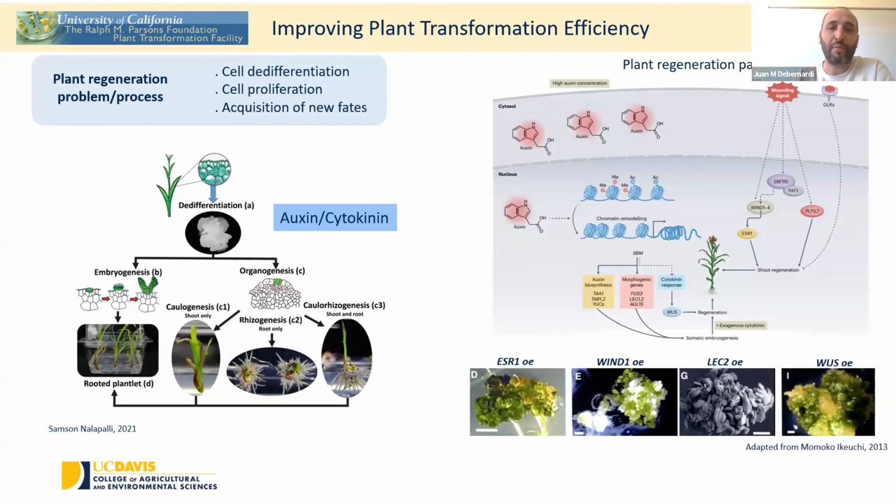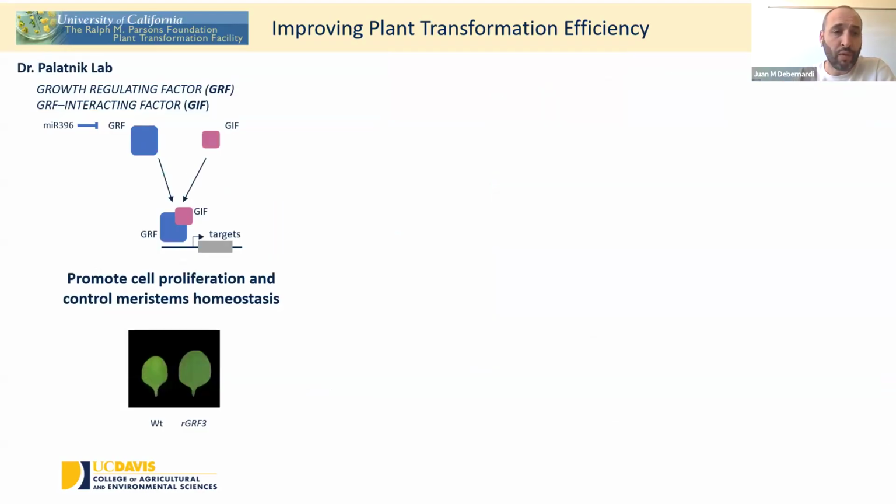I'm very lucky now in the plant transformation facility because we have a lot of expertise in cell biology and tissue culture, thanks to all the people that have been working in that field for over 50 years or more. So we know a lot about conditions and hormones, and now we are starting to know about the molecular and genetic pathways that control regeneration. So we can use all these tools to improve and help during the regeneration. So I will focus now on the GRF-GIF technology.